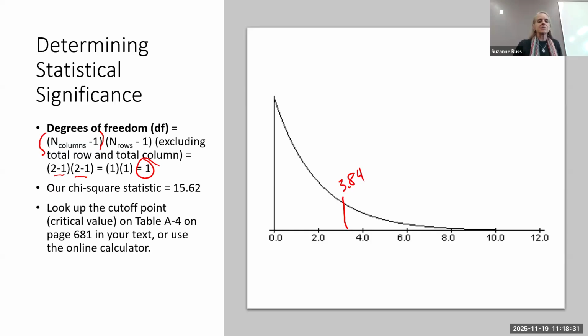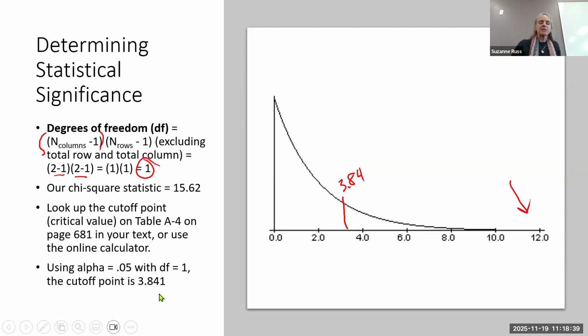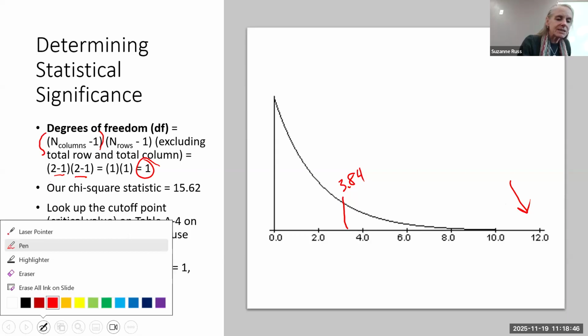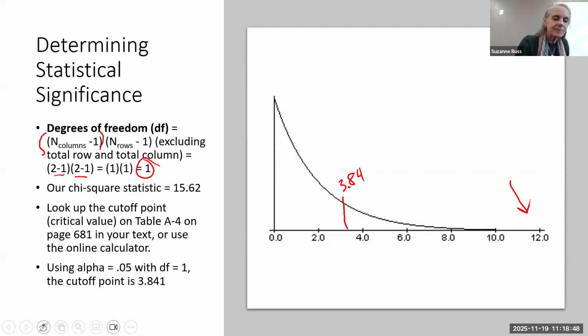Oh, yes, and our chi-square statistic is 15.62. It's way out here somewhere, so we would have to say it's significantly different, right? Our cutoff point is 3.84. The shaded region is all of this in the tail. Our chi-square statistic that we calculated.